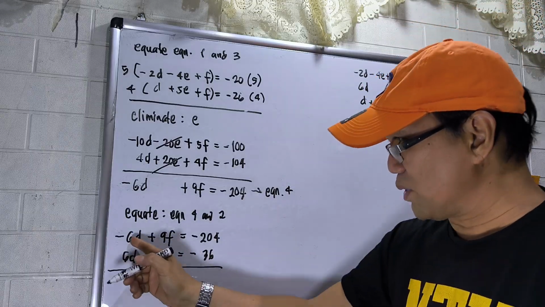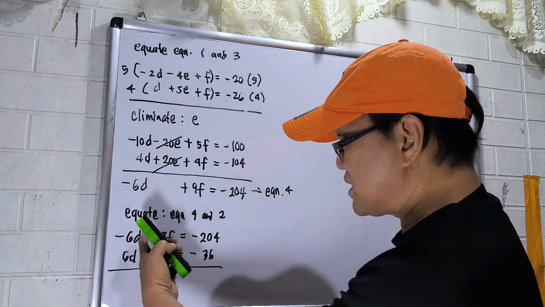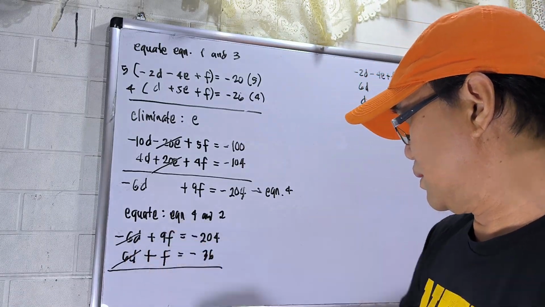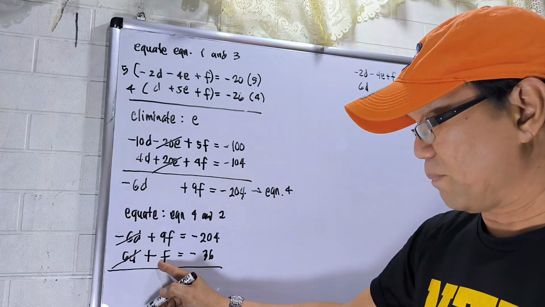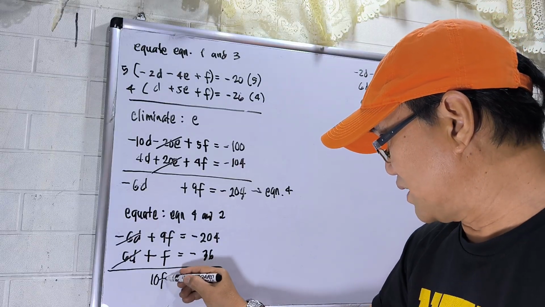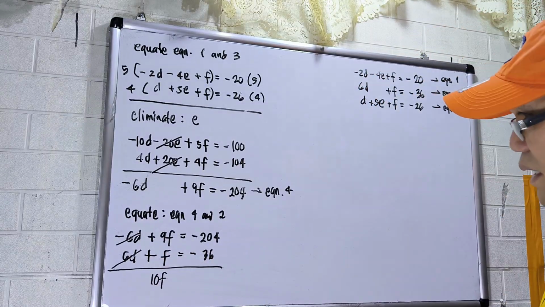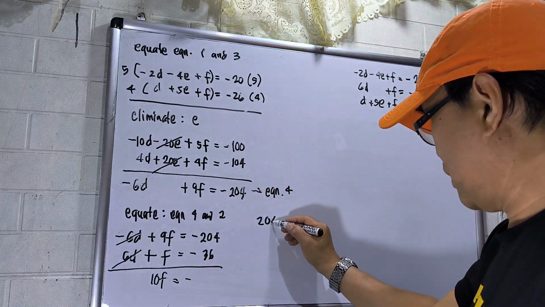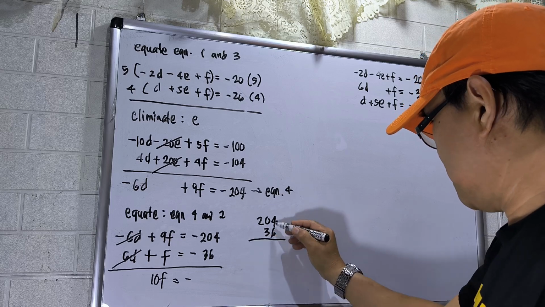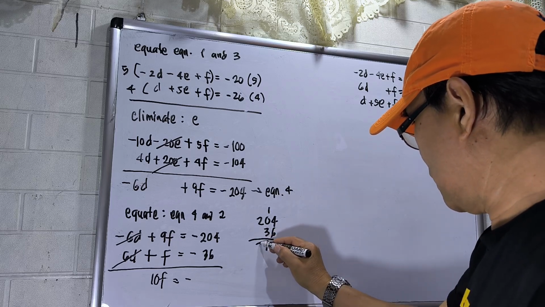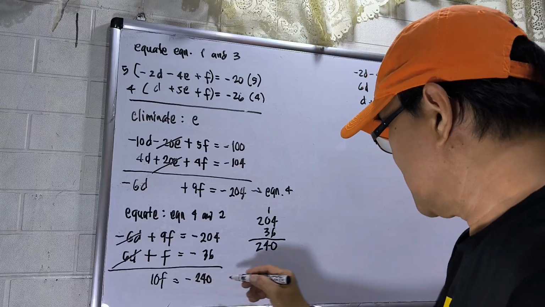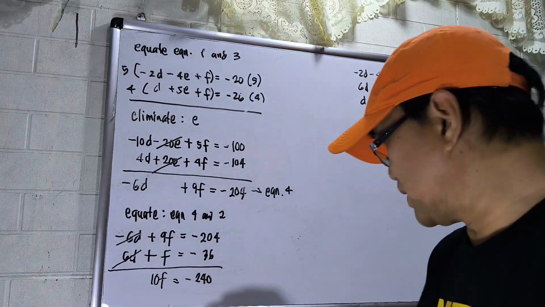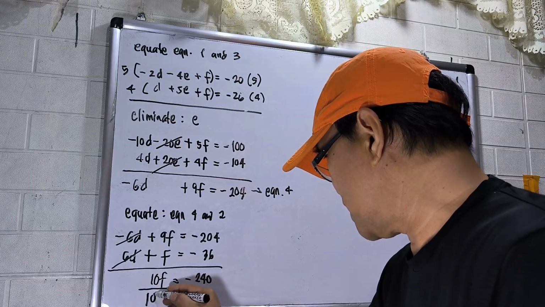So no need to eliminate, because we have already eliminated d: negative 6d and then positive 6d, so d will be eliminated. Cross out. Then 9f plus f is 10f. Understood, there is an invisible one in here. Then equal to negative 204 plus 36, that is 10, carry 1, 4, 240. So we can now solve one variable in the equation. Divide this by 10, both sides.